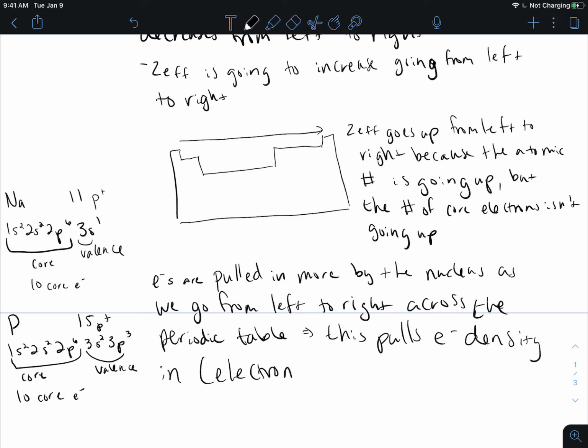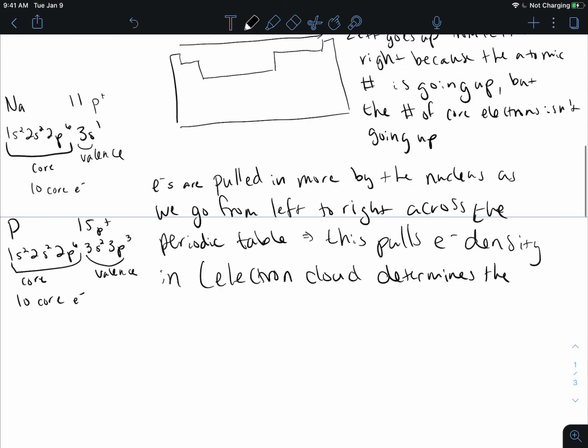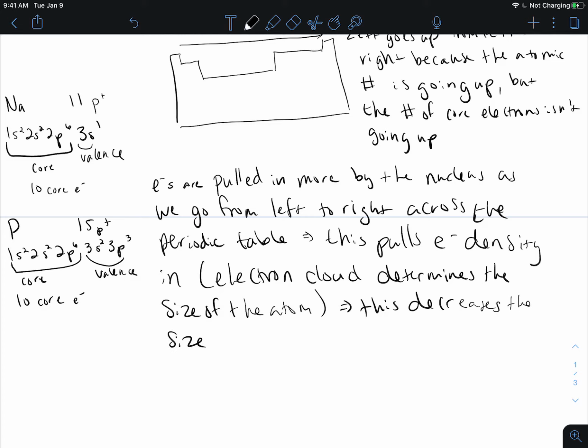And again, most of our space is based on the size of our electron cloud. So we would say our electron cloud determines the size of our atom. Because we're pulling that electron cloud in, this decreases the size of the atomic radii.